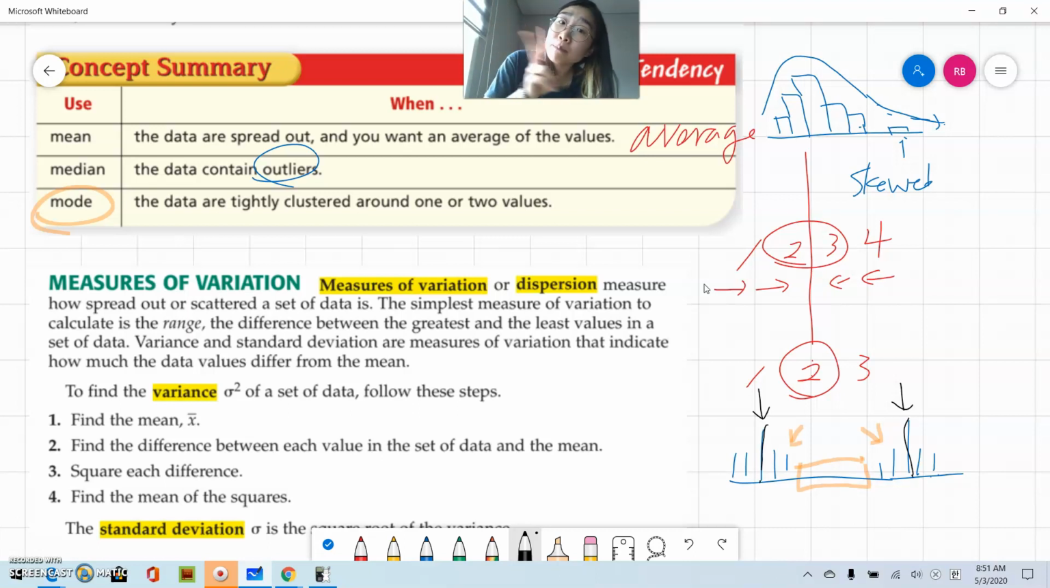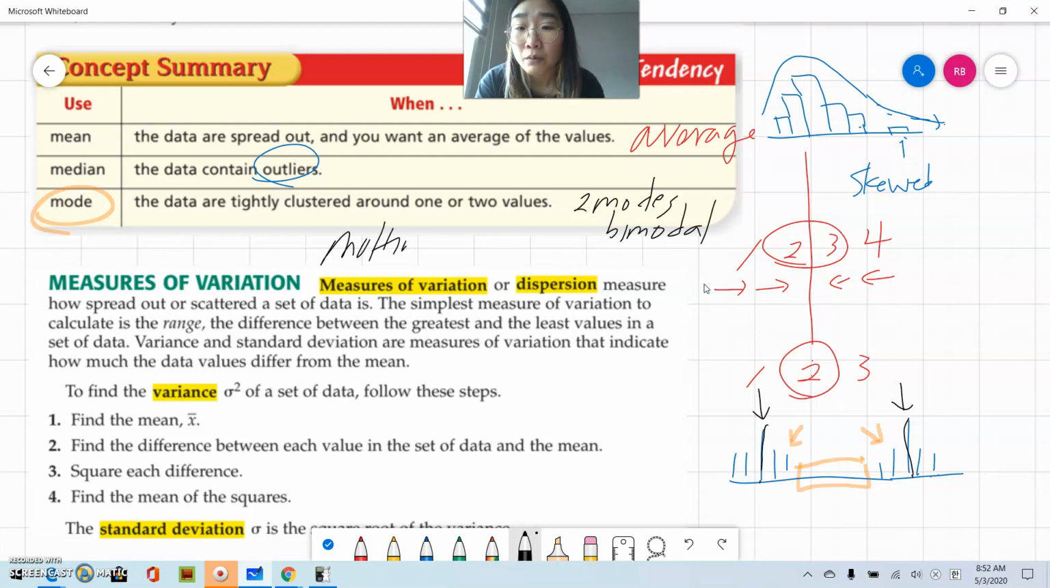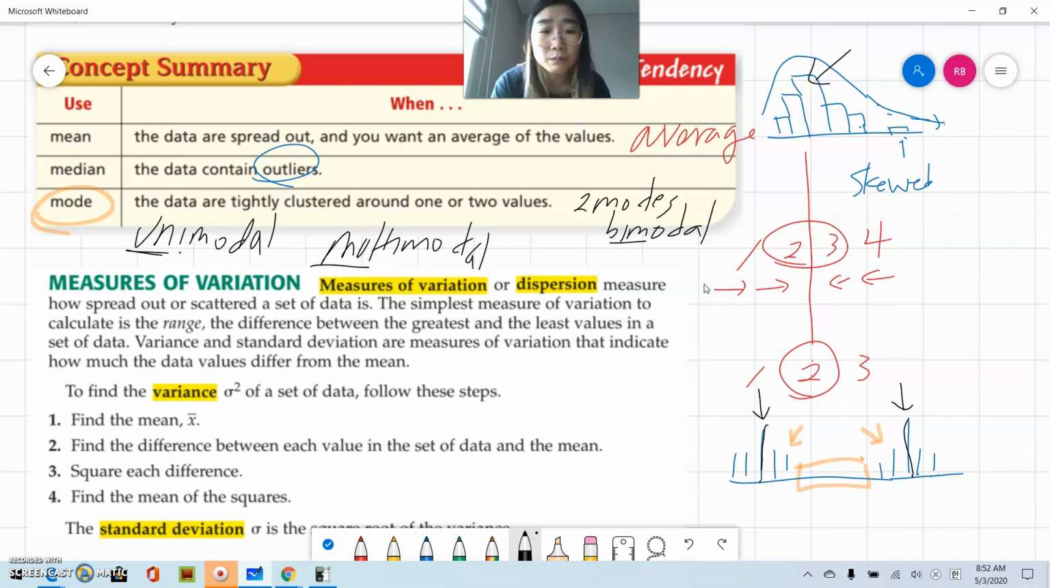Whenever you have multiple modes, if you have two modes, then you call the distribution bimodal, because bi stands for two. And if you have more than two, you can call it multimodal. What if you have only one mode, which is like this case? Then you call it unimodal. So you can tell by the prefix in front of the word mode how many peaks you are going to have in your distribution.